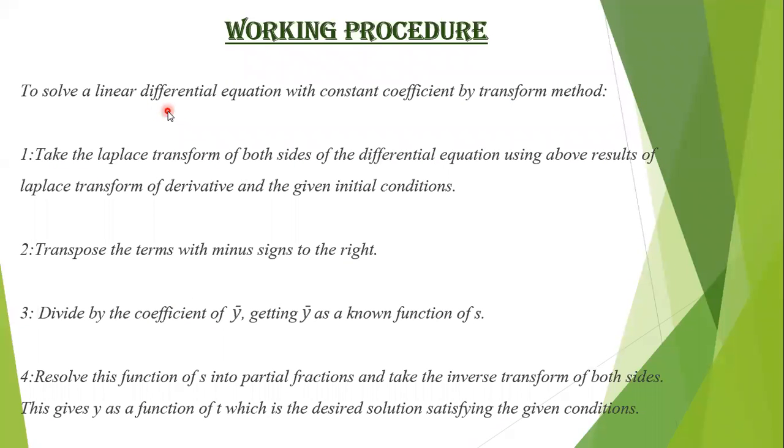Second, transpose the term with minus sign to the right. Third, divide by the coefficient of y bar getting y bar as a known function of s. Fourth, resolve the function of s into partial fraction and take the inverse transform of both sides. This gives y as a function of t, which is the desired solution satisfying the given condition.